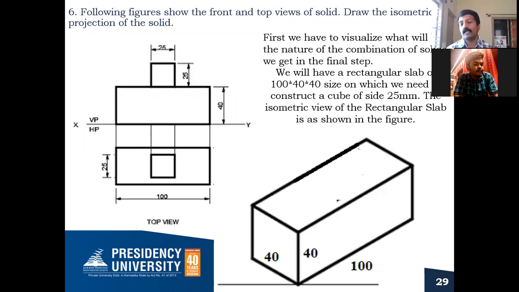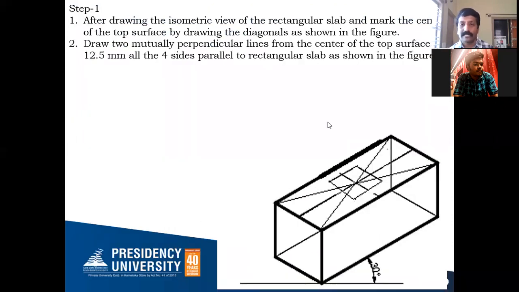So in all the cases, both the solids should be coaxial to each other. That means exactly at the center of this face I need to keep my cube. So how do we get the center of this? Draw the diagonal line like this. Next slide, let me show you.